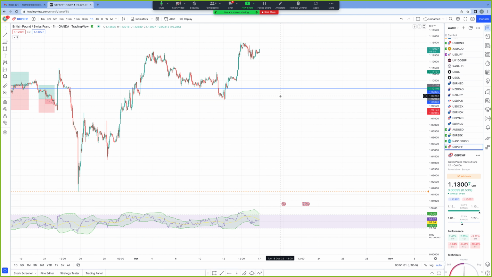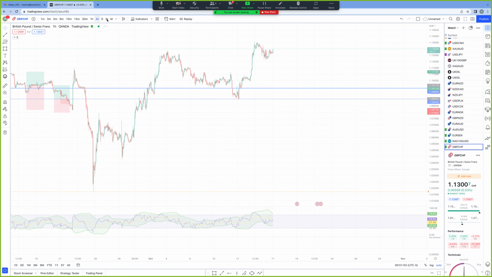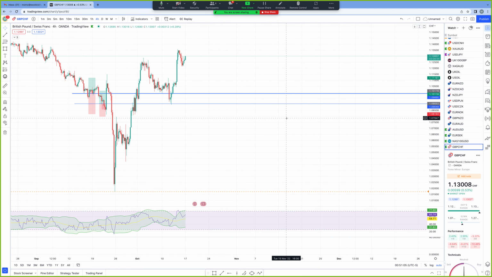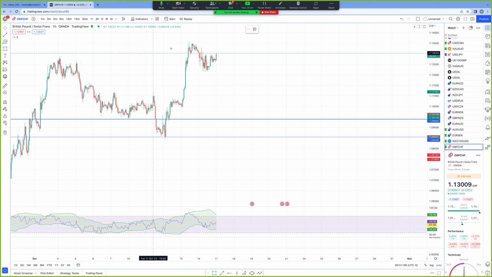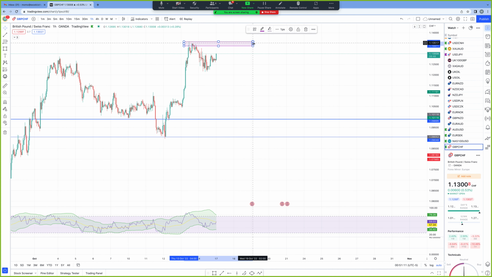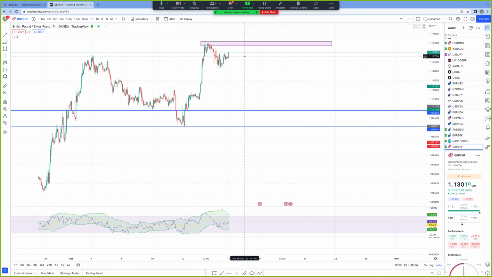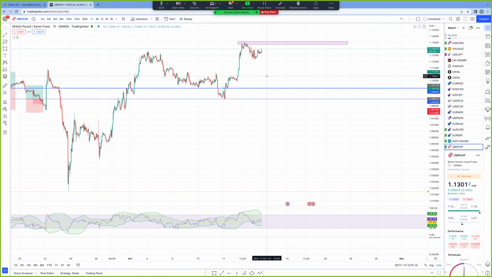All right, so GBPCHF, remember we had a nice setup here a few weeks ago. So now looking at recent price data, we'll have a zone here. Look for a setup to break and retest this zone on this nice continuation of the uptrend.